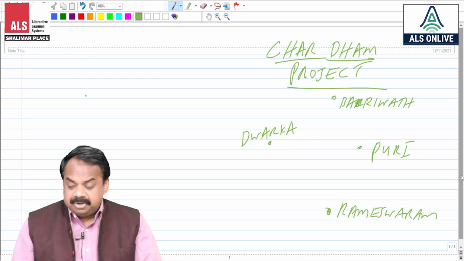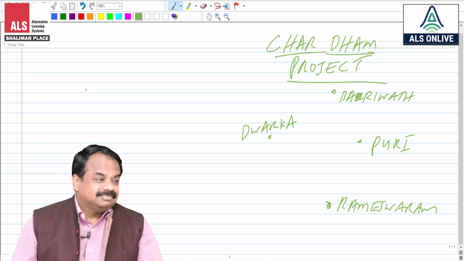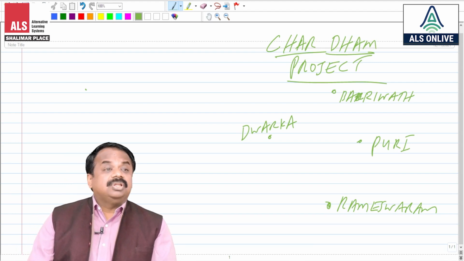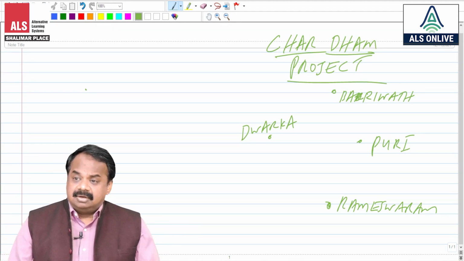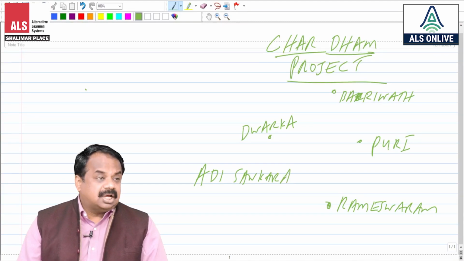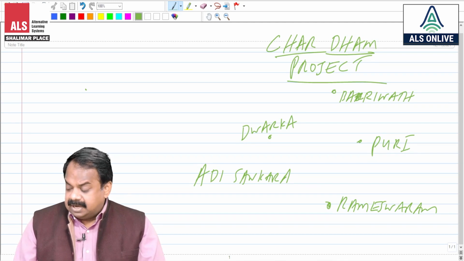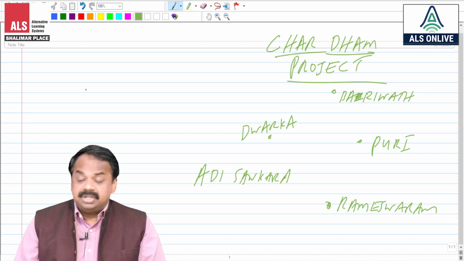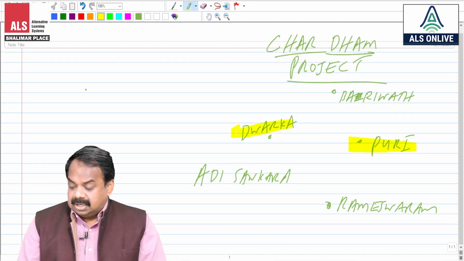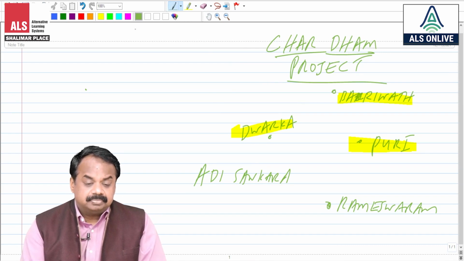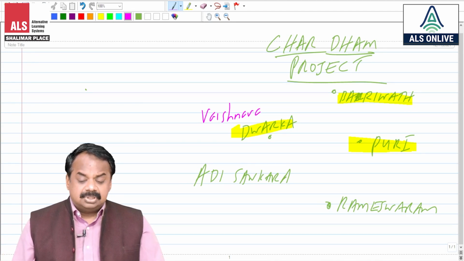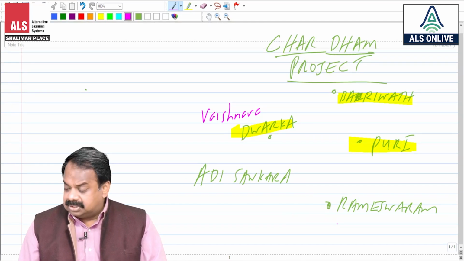But we also have a Chota Char-Dham, a smaller Char-Dham. In fact, this Char-Dham concept was originally started by Adi Shankara in the 8th century. He established these Char-Dhams in the four corners of the country, and three of them are Vaishnava centers, like Puri, Dwarka, and even Badrinath. These are all Vaishnava centers. There are two main sects of Hinduism, Vaishnavas and Shaivism, right? And the other one, Rameswaram, is a Shaiva sect.